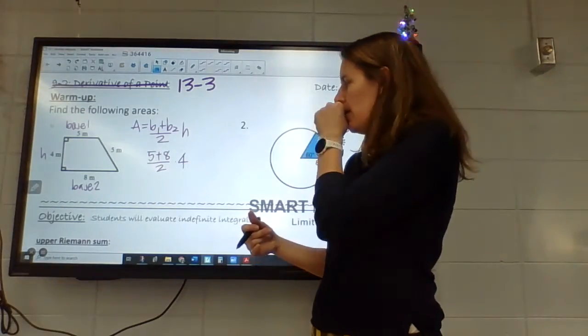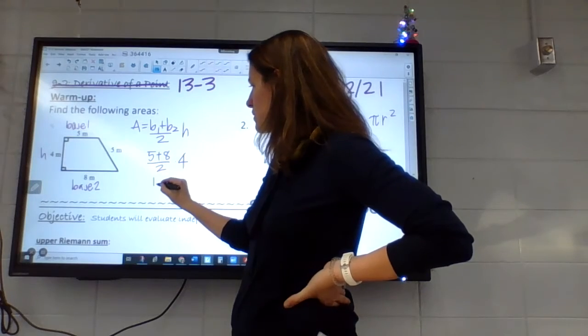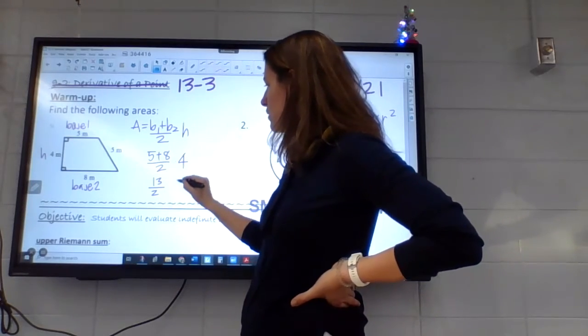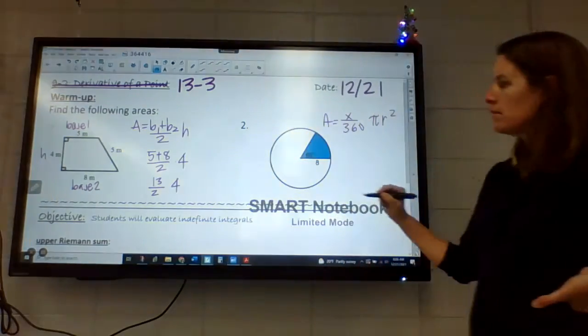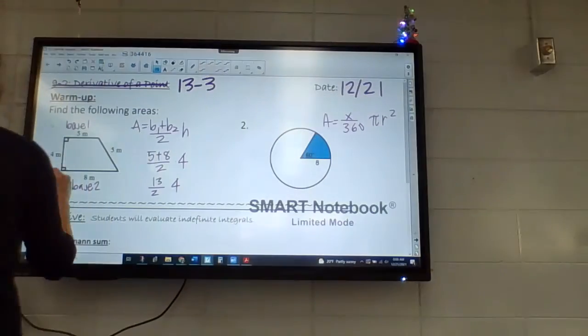So our area in this case is going to end up being a decimal. So this is 13 over 2 times 4, right? Oh no, the 4 will cancel with it, right? So 26 square meters.